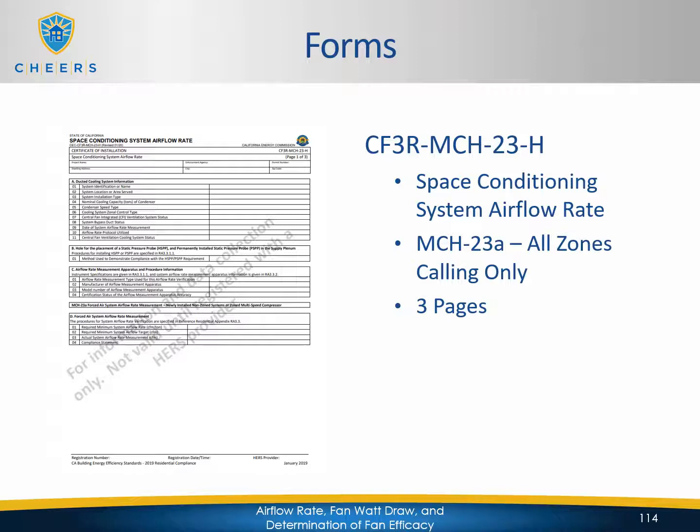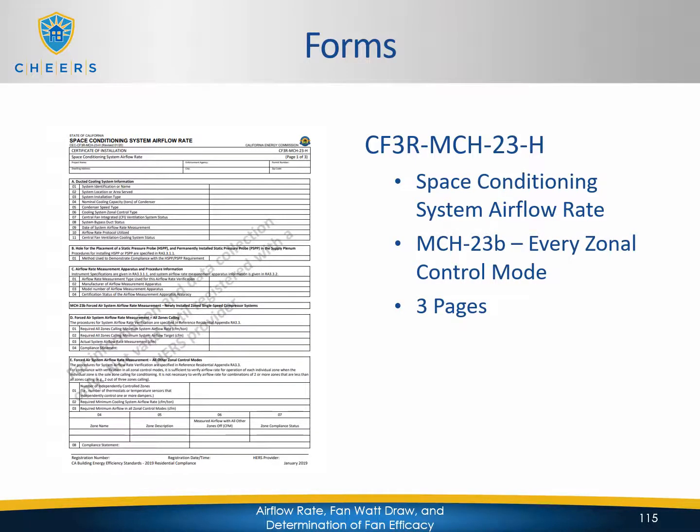The CF3R MEC 23H is for space conditioning system airflow rate, and the MEC 23 variant A is for the all zones calling only method. It is 3 pages long. The MEC 23 variant B is for the every zonal control mode method and is also 3 pages.